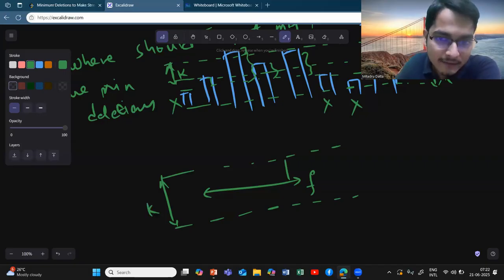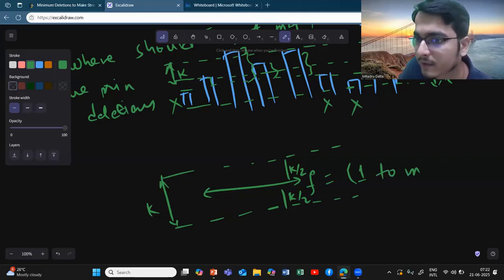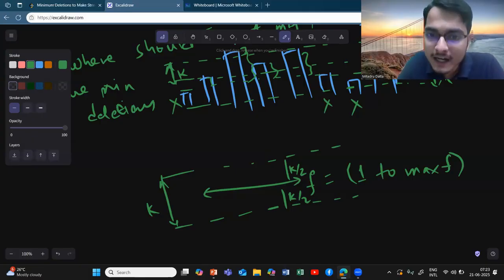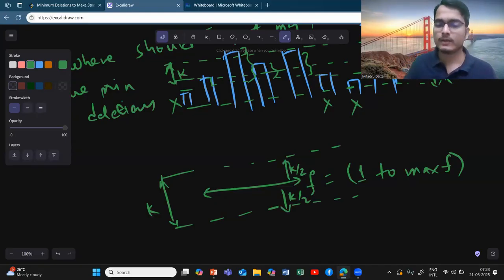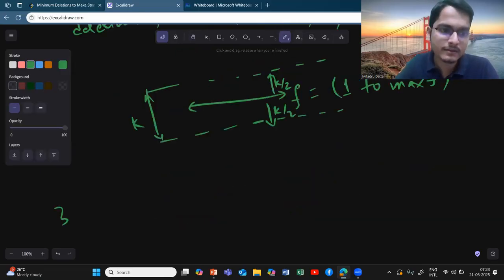So if k is, let's say, even, what you can do is check k by 2, k by 2. You iterate through all the target frequencies starting from 1 to some max frequency, and every time you check a window with a lower and upper length of k by 2 and k by 2. If k is even. What if k is odd? You can do almost the same thing, but let's say k is 3, then k by 2 is 1, and k minus k by 2, that is 2, is not equal to k by 2, right?